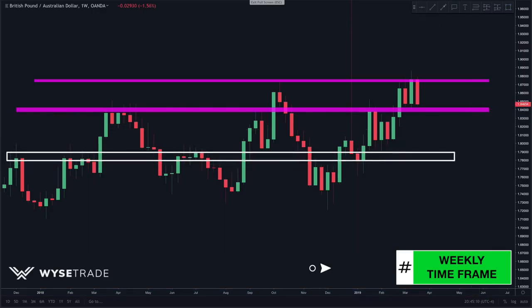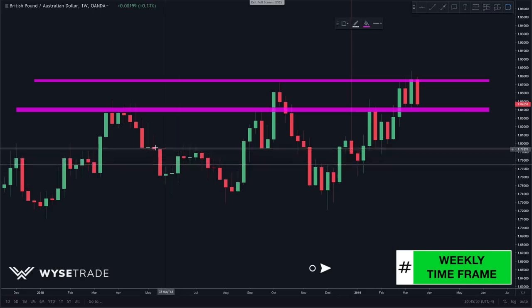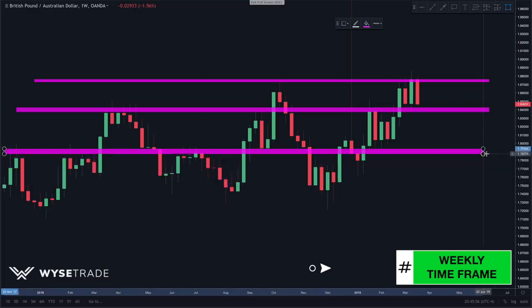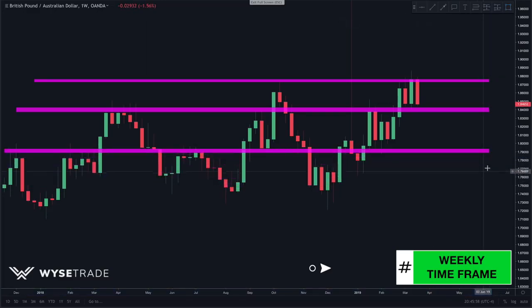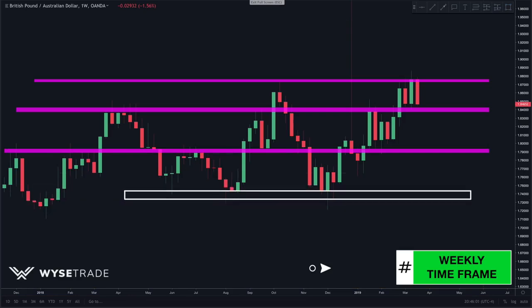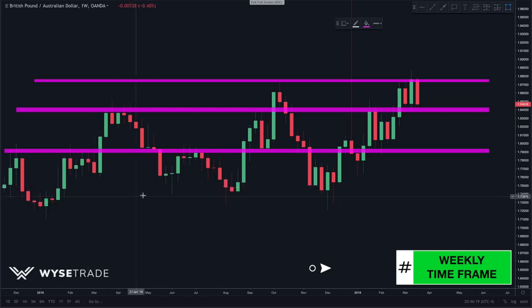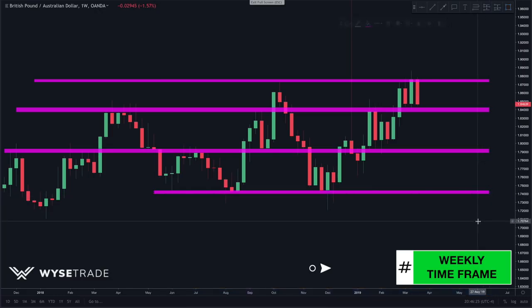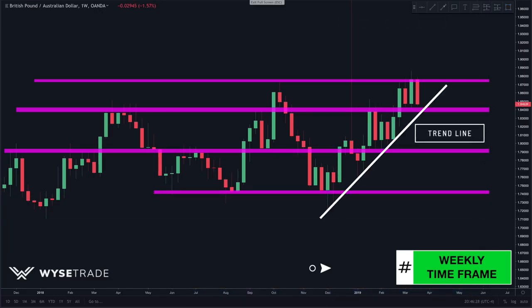Again, we spot this level here with multiple rejections, so we draw it in. And finally along the bottom, and swing low with multiple rejections. Plus, we also have our trend line here that connects all the swing lows of this uptrend.